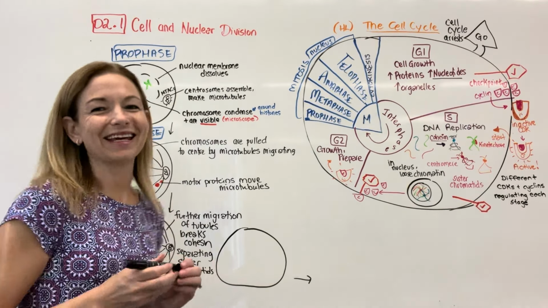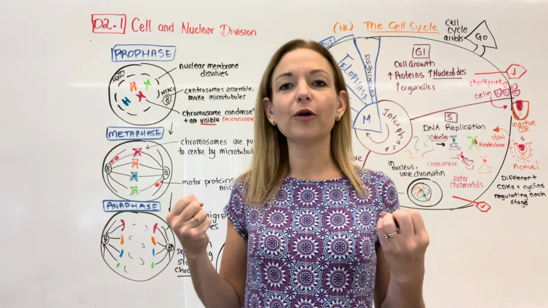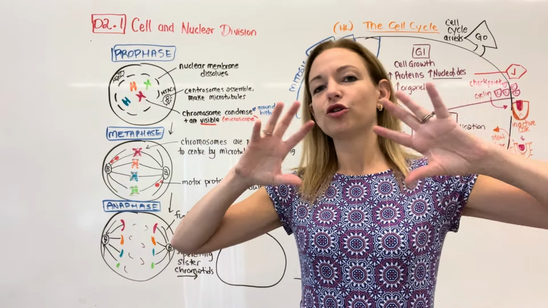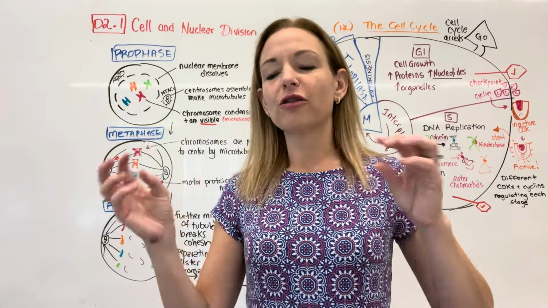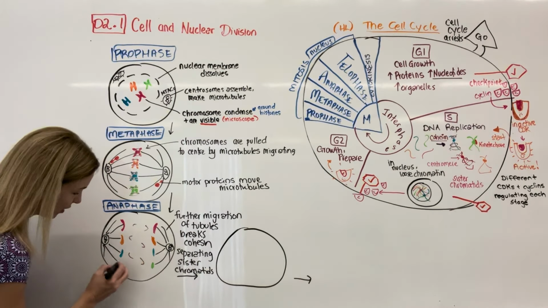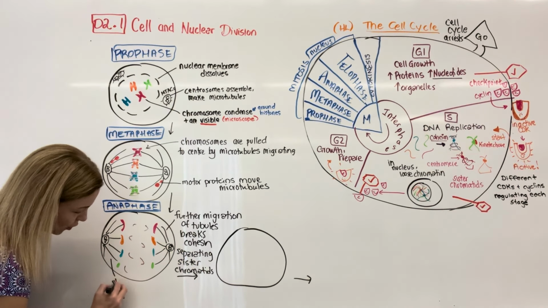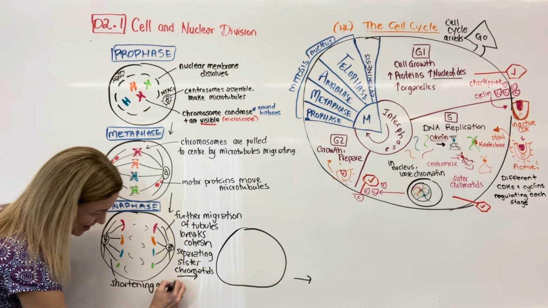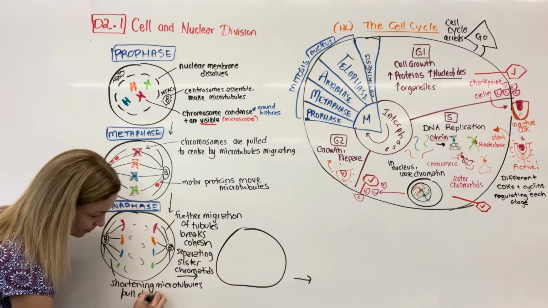Okay. The next thing is that once they've separated, we then want to pull them further away from one another. But if you just kept expanding out to do that, the cell would get too elongated and it would pop the cell membrane. So once they are separated, they are then pulled to the sides by shortening the microtubules. Shortening microtubules pull the chromatids to the poles.